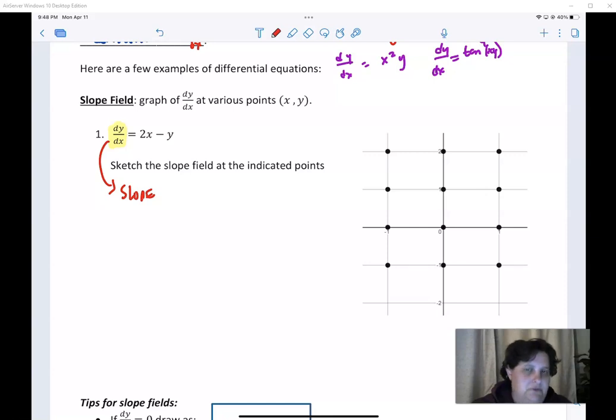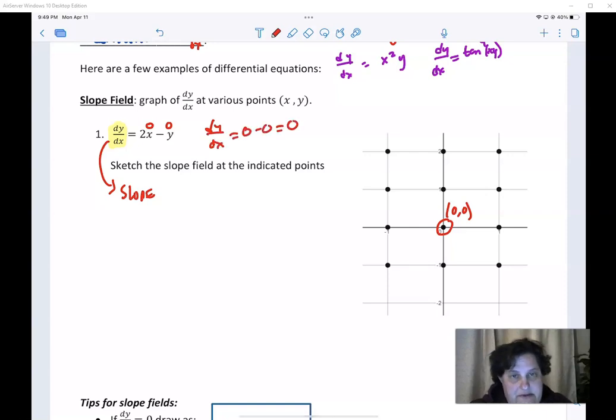Okay, so here's how this works. Let me start with that point, because it's pretty easy. What are the coordinates of that point? That's the point (0, 0). When I plug this in, the slope at that point is 0. So I'd draw a little slope of 0, just a little dash, that says around there it has a slope of 0 at that point. We're going to do that with every single point on here.